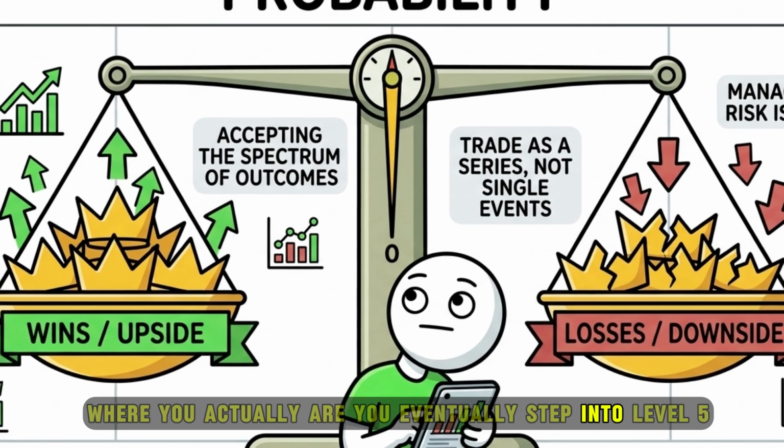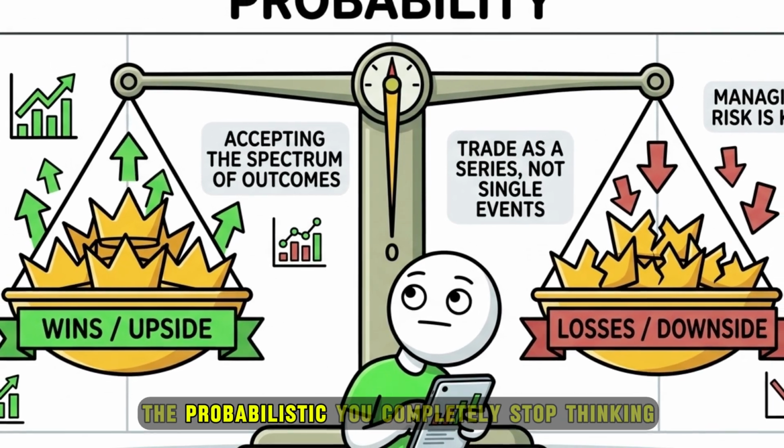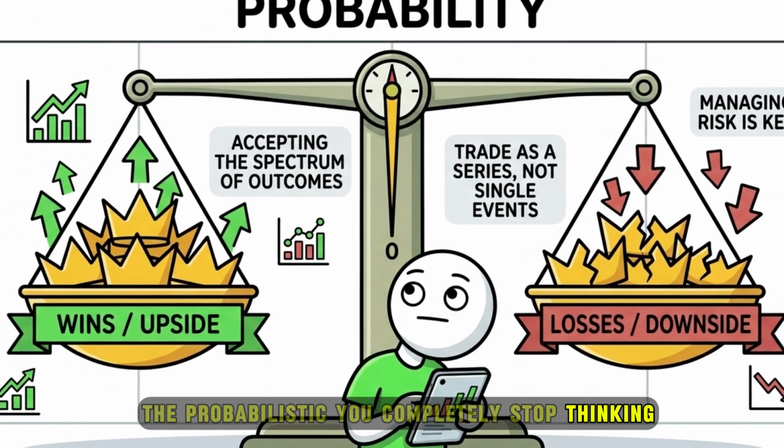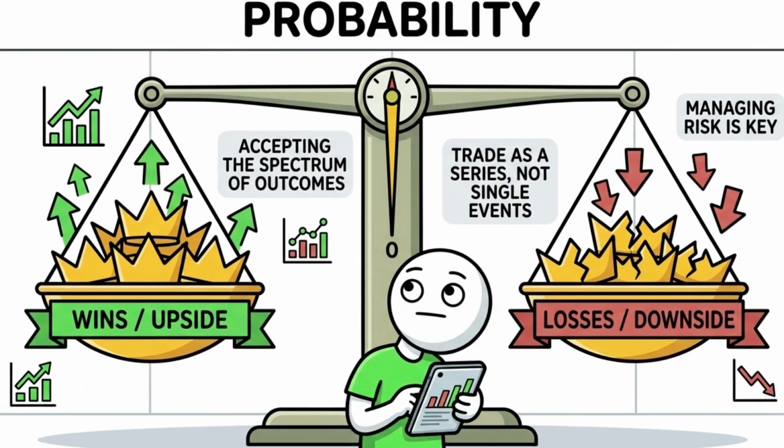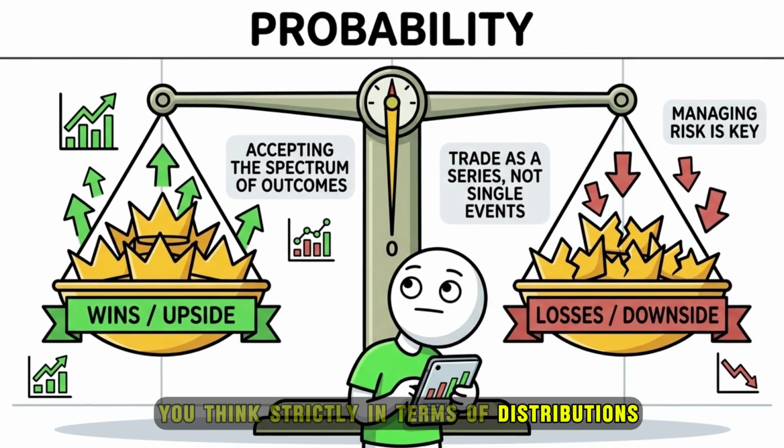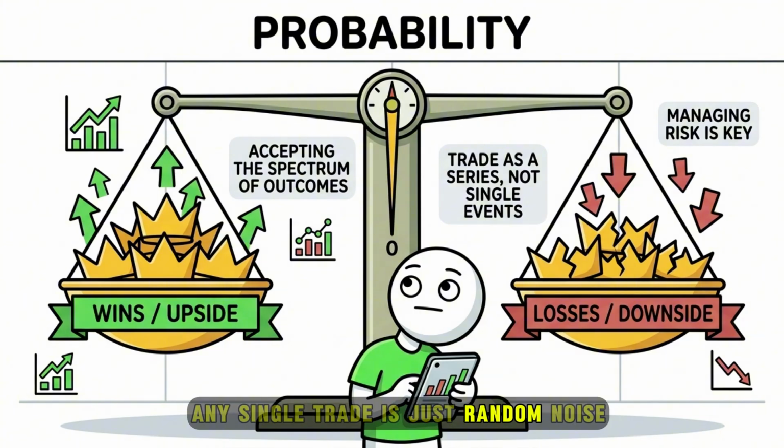You eventually step into level 5, the probabilistic. You completely stop thinking in terms of individual trades. You think strictly in terms of distributions. Any single trade is just random noise. 100 trades is a clean signal. You've internalized this completely, not just as an intellectual concept, but as a deeply felt truth.